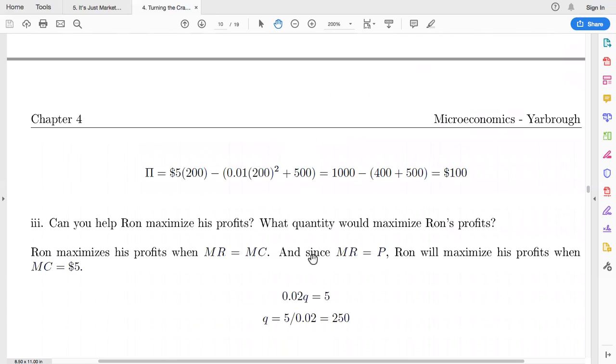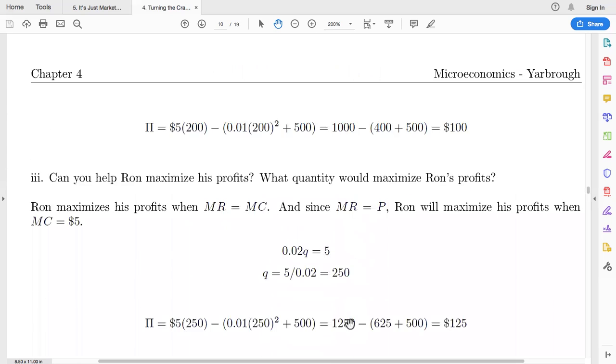So we take 5, we set it equal to that marginal cost, and we solve, and we get 250. And so this says that the profit maximizing number of tomatoes to take to the market is 250. And again, we had established that 300 and 200 seem to be on either side of the profit curve. And so somewhere between them was the peak of that curve.